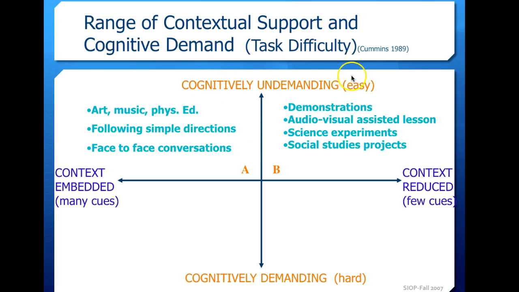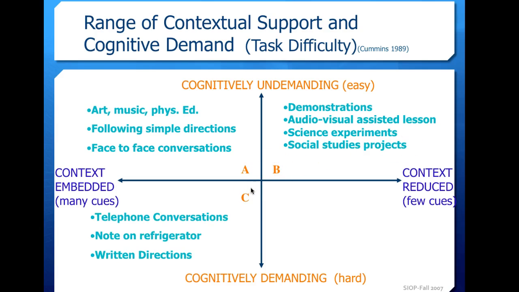It's still not very difficult, but you're reducing the context. You have demonstrations, audio-visual assisted lessons, science experiments, and social studies projects. So there's still more information, but it's more abstract. It's becoming more abstract. And really, quadrant B and quadrant C are very similar, and can easily go the other way. But then you're scaffolding it. This is a scaffolding task. So you're scaffolding it, reducing the context. Maybe now you're reducing the demand.